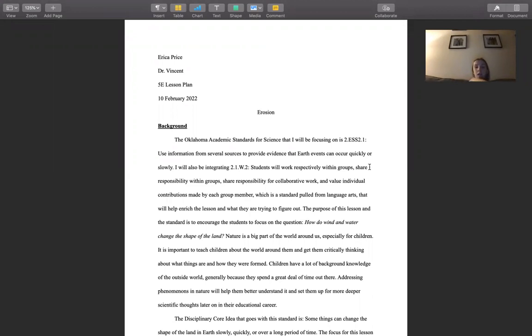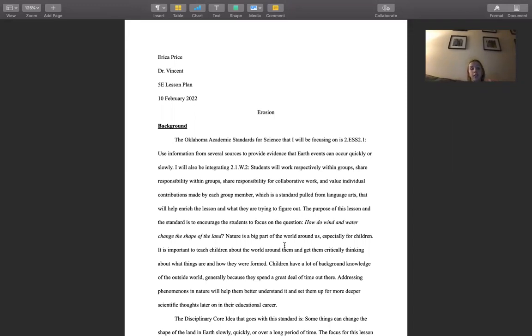That's basically talking about students working within groups, sharing responsibility for collaborative work, and overall valuing contributions made by each group member. So the purpose of this lesson for me is I want the students to be able to focus on the question, how do wind and water change the shape of the land?